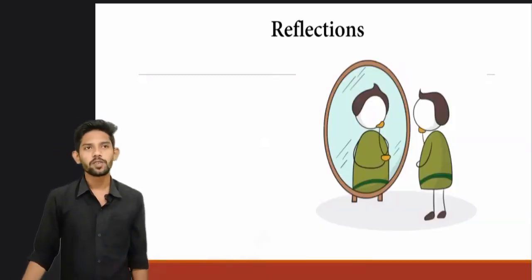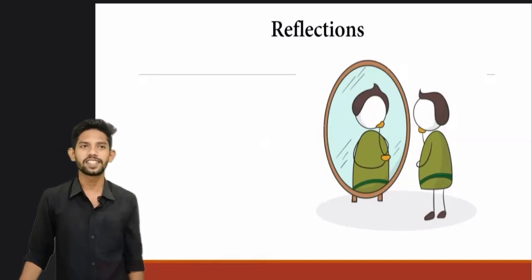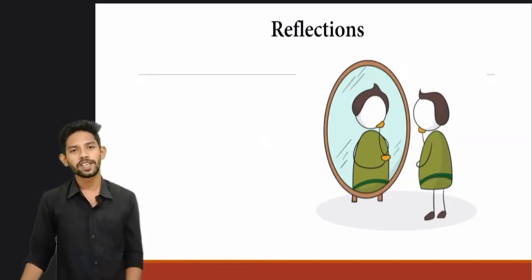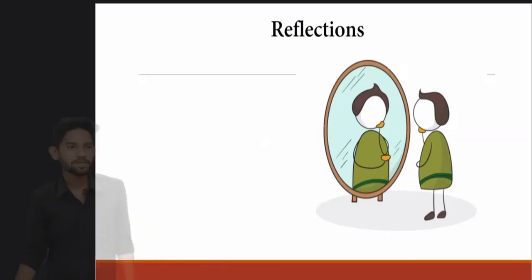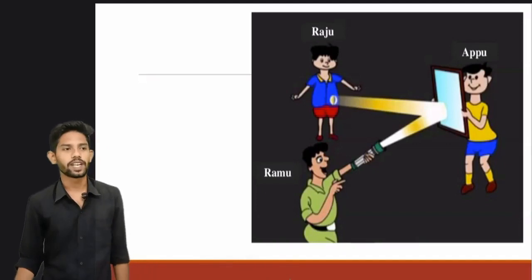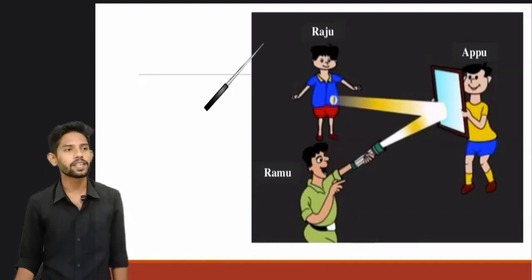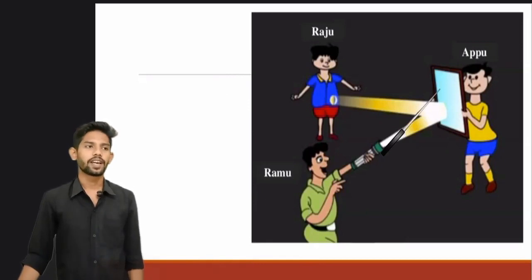So we all use mirrors at home, right? You look into the mirror and you see your own face inside the mirror. What you see is your face, and you are seeing your face through reflection. Now we shall do a small activity. Here Ramu is carrying a torchlight in a dark room with his friends Appu and Raju. Appu is carrying a mirror and Raju is just standing in the dark room.